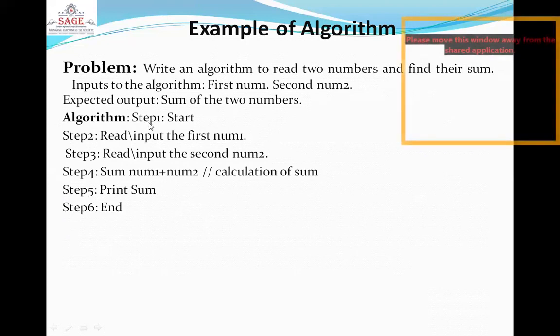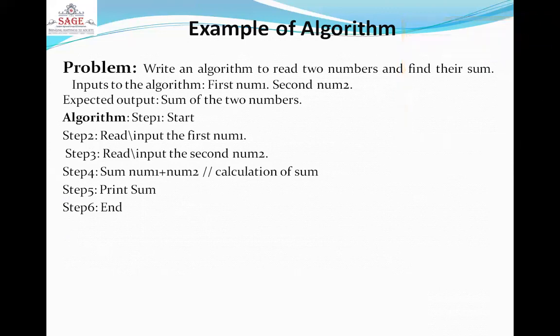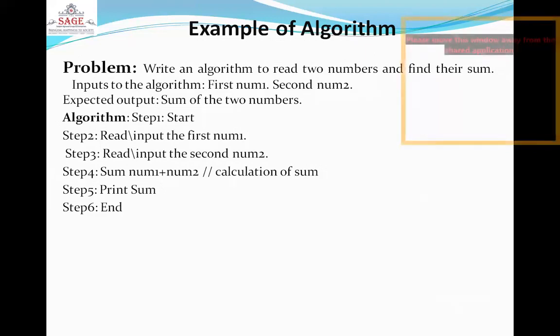In step 1, first is start. In the second step, read input the first number. The third one is read input the second number. In the fourth step, two numbers are added. And in the fifth step, we print the sum of the values. And the last step is end the algorithm. So this is the whole process to generate an algorithm.